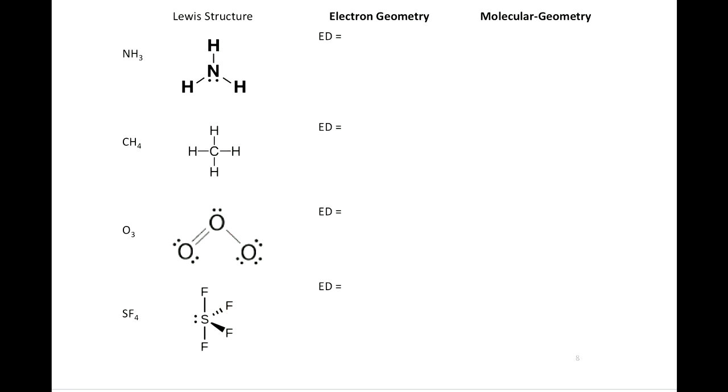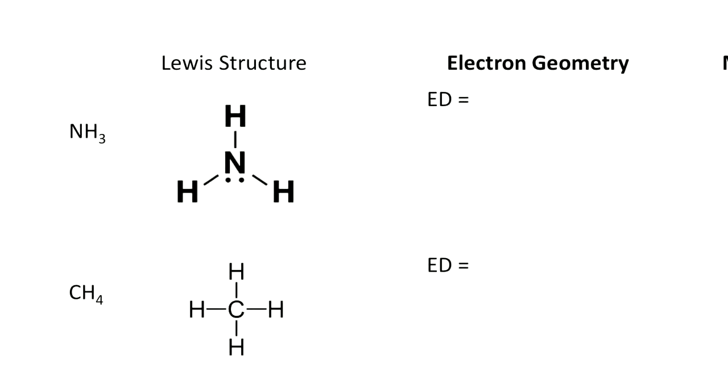So let's do ammonia first. This is NH3. Since we already have the Lewis structure, all we want to do is inspect that central atom. And so I see on that central atom how many bonds are on it and how many lone pairs are on it. How many bonds? 3. And then how many lone pairs? 1. And so all the bonds and all the lone pairs add up to the electron domain. And so this molecule has an electron domain value of 4.